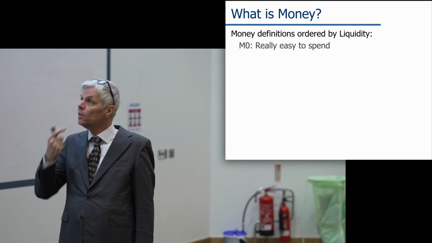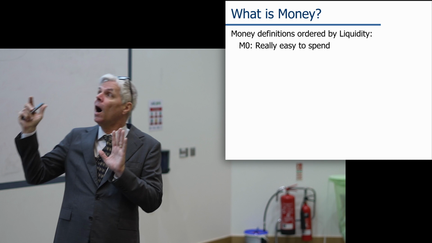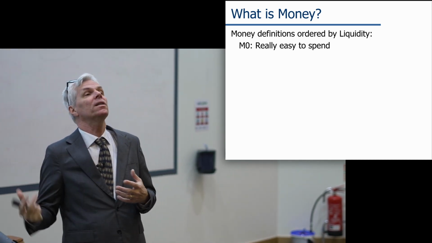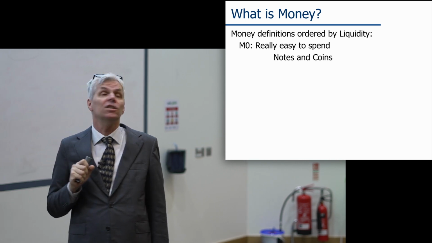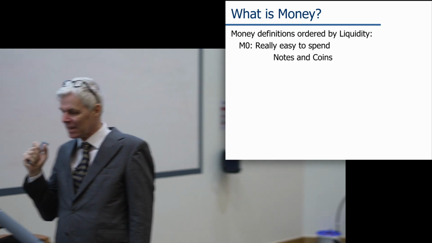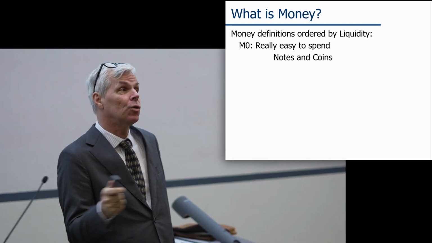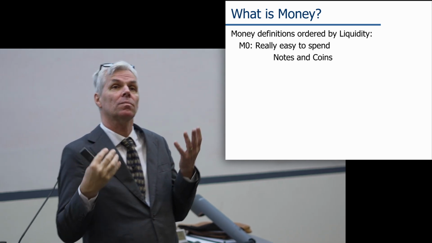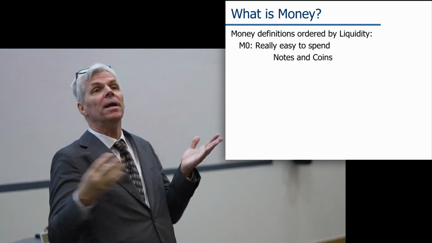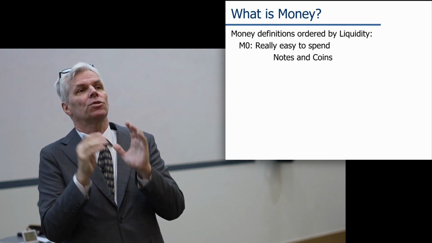So M0, M for money, 0 for zero, is going to be stuff that's really super easy to spend. And traditionally, this is notes and coins. Okay? In the last 5-7 years, this has been changing a bit. Notes and coins are not as easy to spend as they used to be, so we may have to alter these definitions going into the future. But at the moment, we're still thinking the easiest thing to spend is notes and coins.